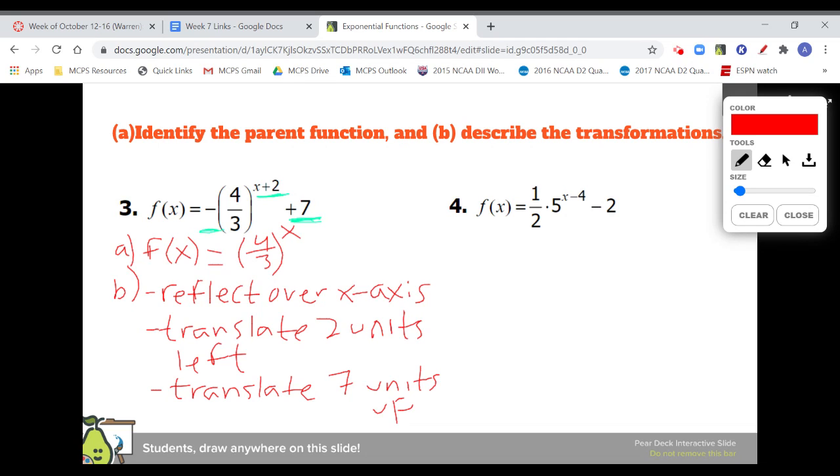Now for our last problem of this video, we are looking at number 4 here. And once again, I'm starting by writing my parent function. So my base here is 5. Remember, the base is always just the number right before the exponent. And so my base is 5. My exponent is x, because it's the parent, ignoring everything else so far. And then I'm going to go ahead and identify everything else that's happening. So there's a 1/2 out in front, there's an x minus 4, and then there is a minus 2.